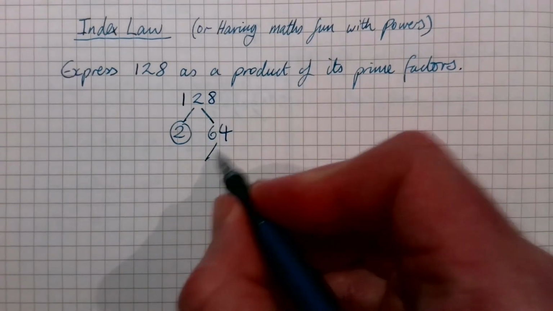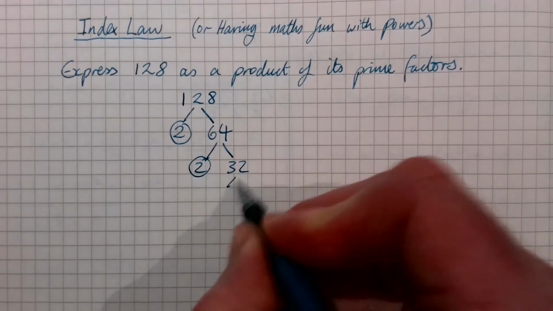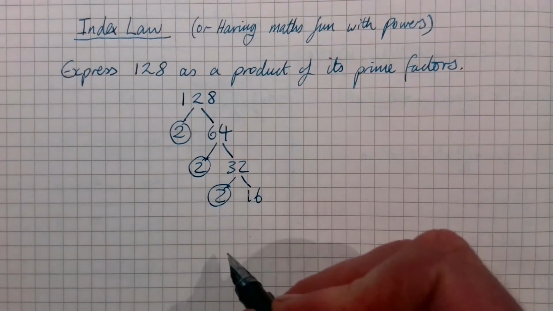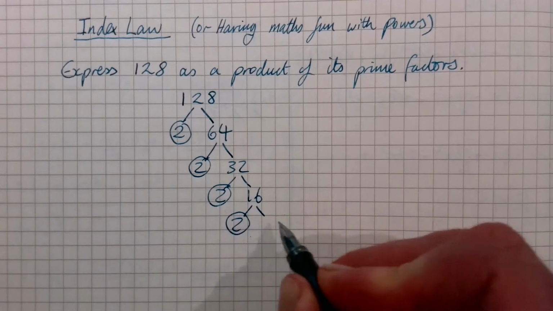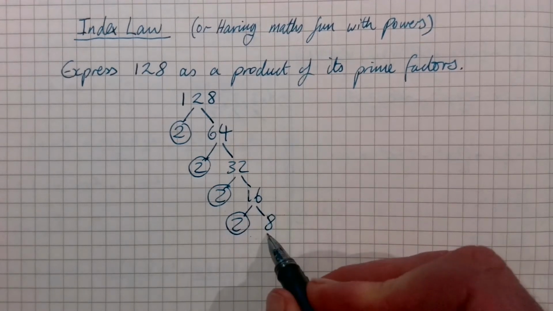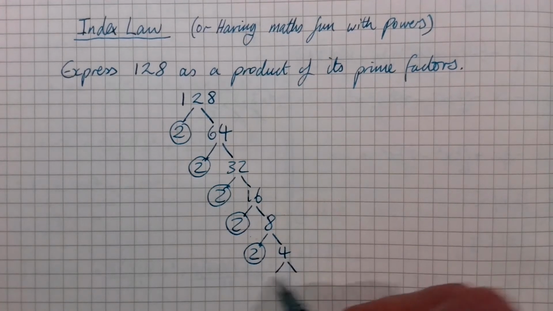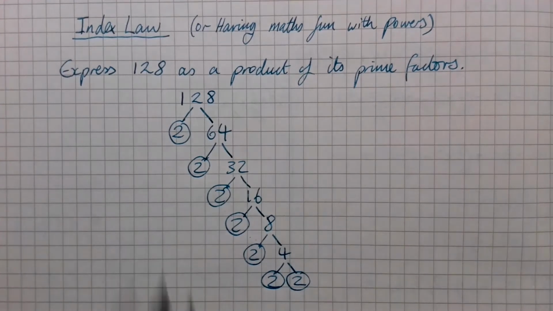Okay, so from that we've got 2 times 32, 2 times 16. Why am I circling the 2's? Because 2 is a prime number, the only even prime number, of course. 2 and 4, and then at the end we've got 2 2's, and what that means is we've got 1 2 3 4 5 6 7.